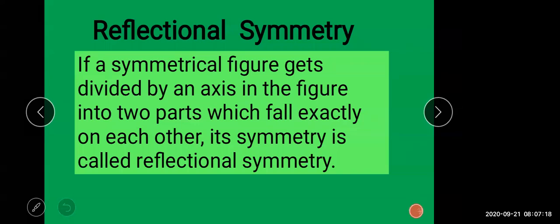If a symmetrical figure gets divided by an axis in the figure into two parts which fall exactly on each other, its symmetry is called reflectional symmetry.